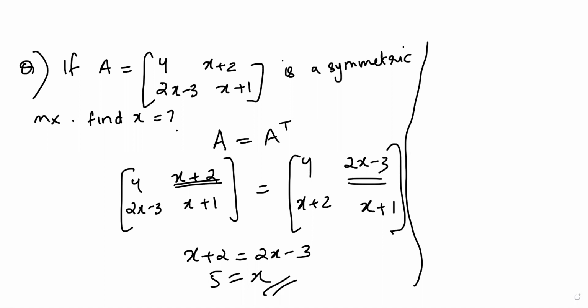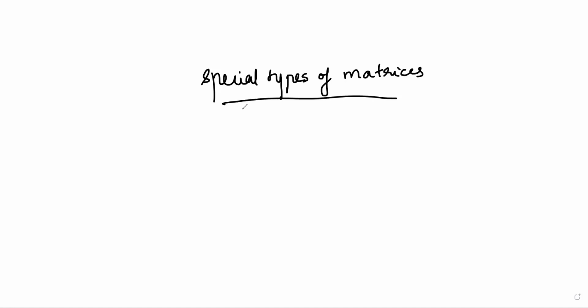There is a small topic that is left from this chapter, matrices. Before going to determinants, please write that. Please write the heading, special types of matrices. That means some matrices that you have to study additionally, especially for your ND exam. First one is orthogonal matrix.